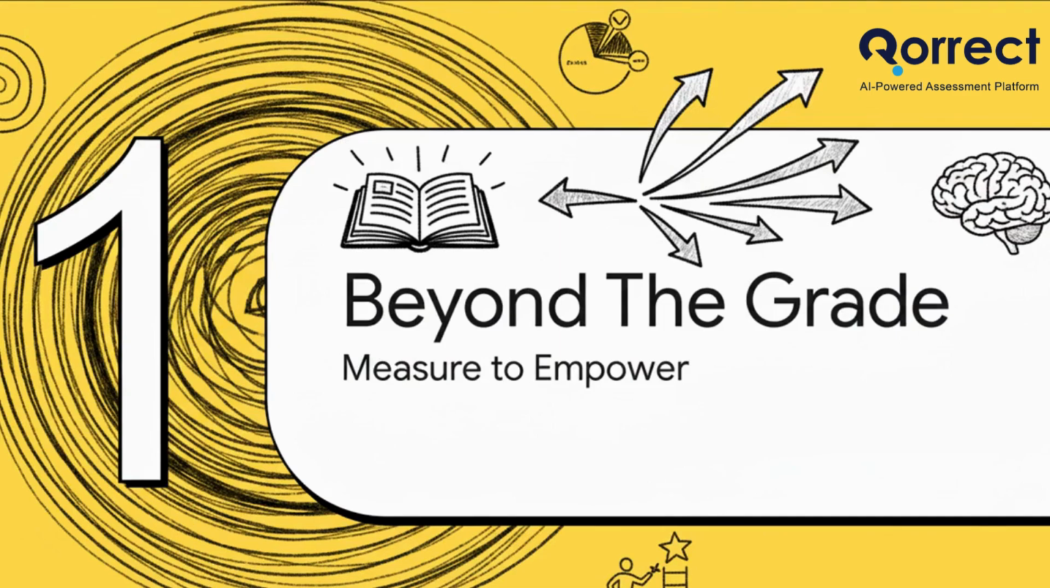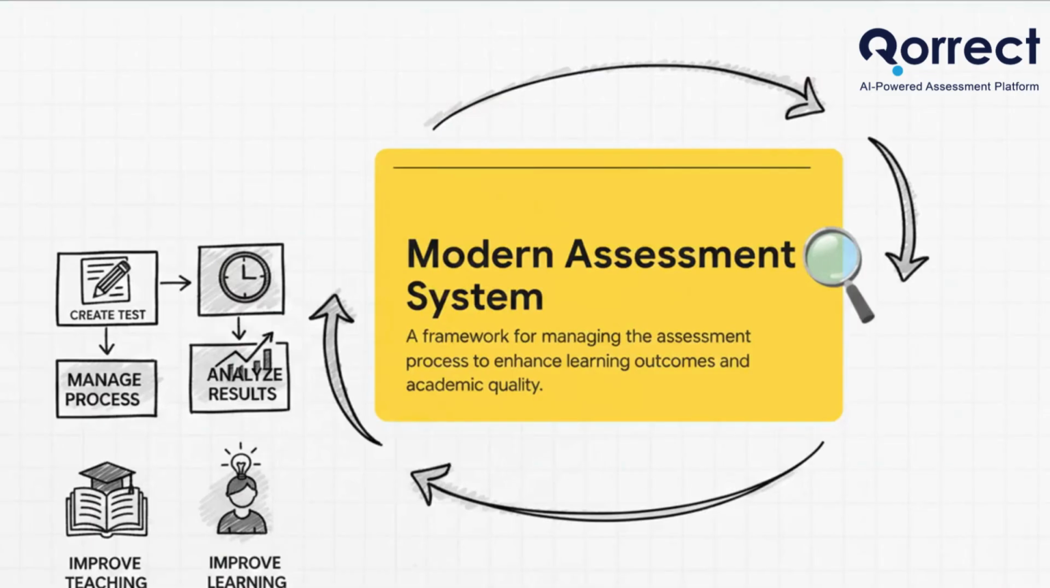We are moving way beyond just putting a letter grade on an exam. We're really talking about a fundamental shift in what assessment can do and what it should do in a modern classroom. So what exactly is a modern assessment system anyway? Look, it's not just some software you use to run tests. Think of it more like the entire operating system for how we evaluate learning. It's this whole framework that manages everything, from writing the questions all the way to analyzing the results. And it's all laser-focused on one big goal: making teaching way more effective and making sure students are actually succeeding.